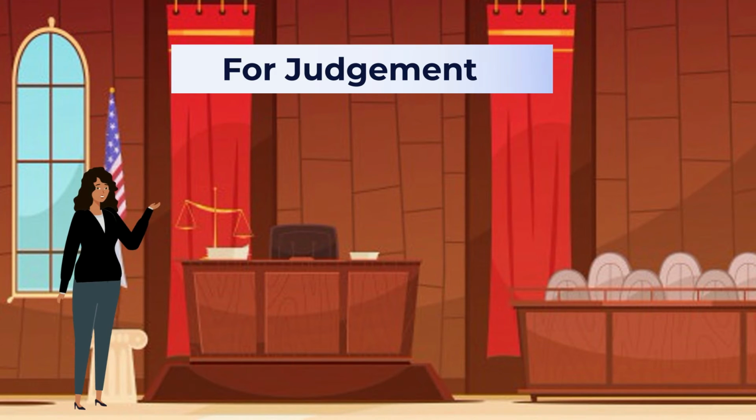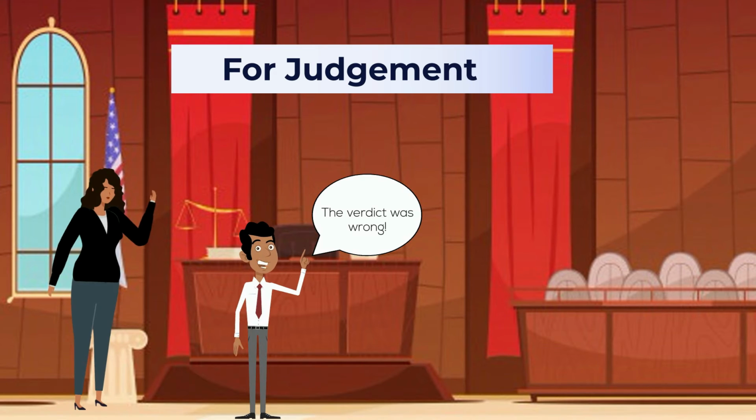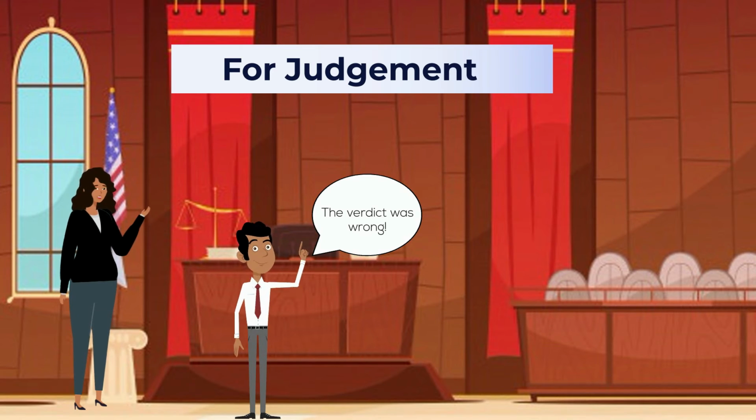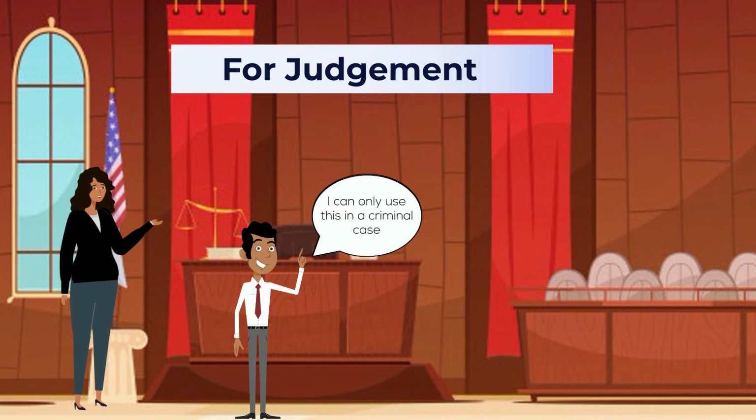5. For judgment. A motion for judgment asks the court to reverse the jury's verdict on the grounds that the jury could not reasonably have reached such a verdict. This motion is made after the jury's verdict, and if granted, the court enters a new verdict. This motion can be used in a criminal case only to reverse a guilty verdict. Not guilty verdicts are immune to reversal by the court.